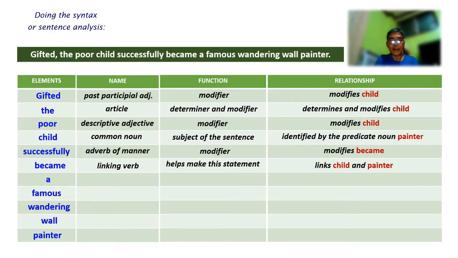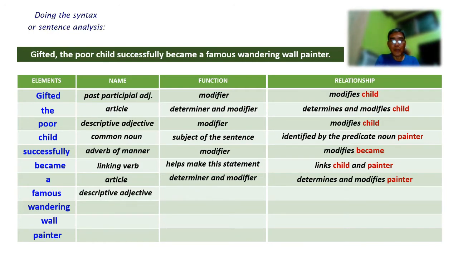We have another article which is a. The same with the article the, a is also a determiner and modifier, meaning to say it determines and modifies the noun painter. Article a is followed with famous. Famous is classified as descriptive adjective. It is also a modifier, modifying the same noun, painter.